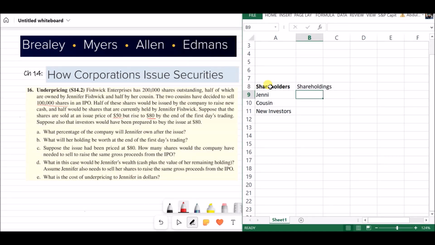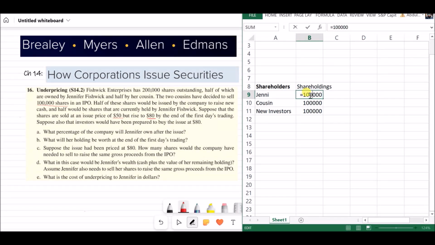So Jenny, before the issuance of new shares, there were 2000 shares. So half of which belong to Jenny and half to the cousin. So now in the new situation, what happened? The company had issued new shares. Company sold 100,000 shares, half of which are new and half were sold by Jenny.